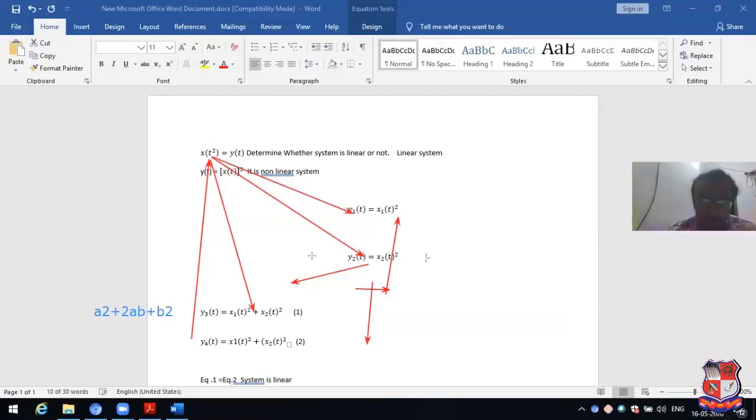See, this is the most important. With reference to the GTU examination, this question can be asked directly, whatever is marked with a circle. So please try to prepare this very carefully. It is a very important example related to linear system or non-linear system.